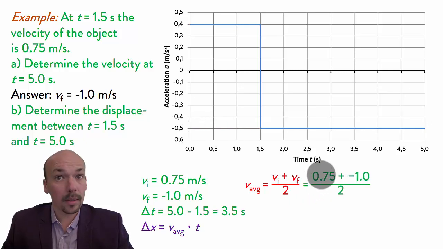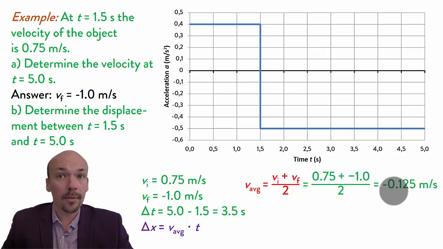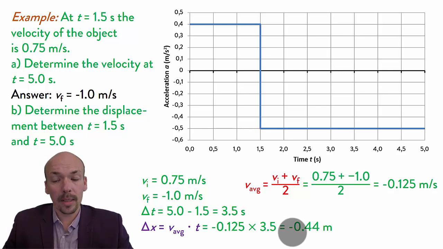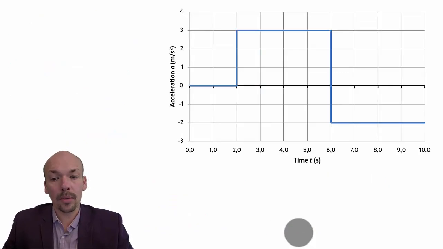So we can put in the initial velocity and the final velocity, and we divide by 2, and we have an average velocity of minus 0.125 meters per second. We use it in this equation, and we have a displacement of minus 0.44 meters. So you went 0.44 meters the other way. So you should now be able to do this.